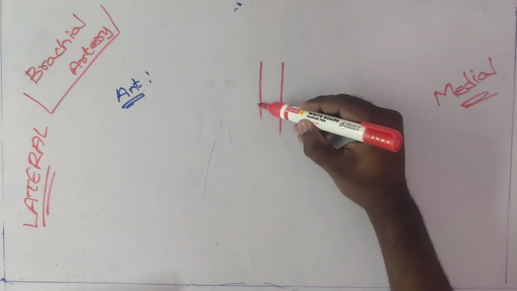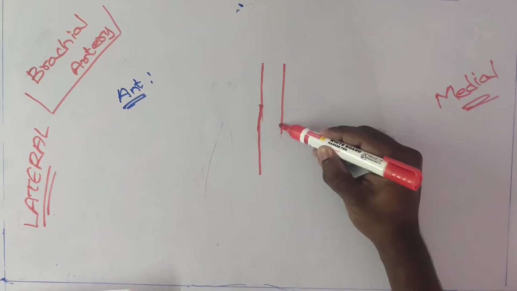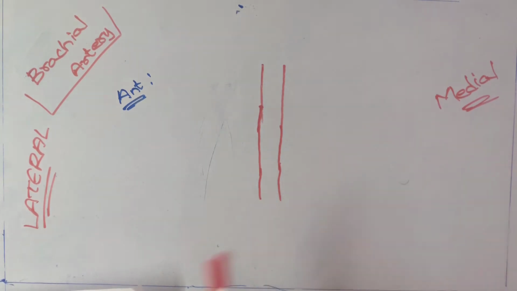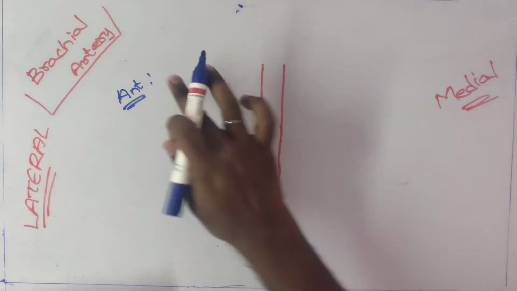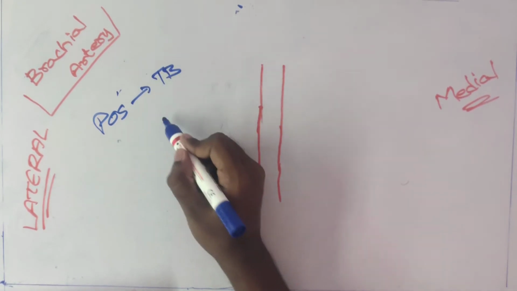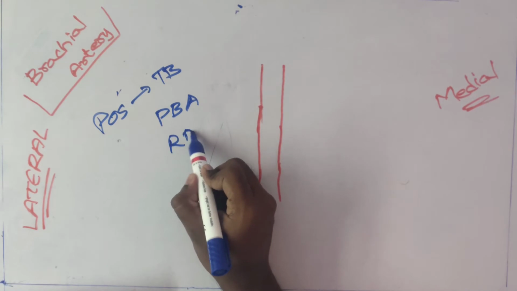Now coming to the posterior surface. At the posterior surface it contains triceps brachii, profunda brachial artery, and radial nerve.